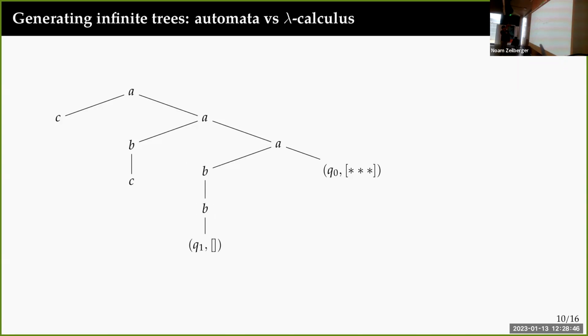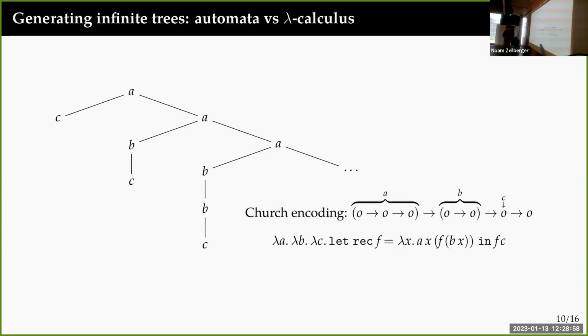C, and here you get this, etc. So you see that this can go on, and you're going to get B, B, B, C, etc. So you generate this infinite tree, and the same tree can be specified by lambda terms as follows.